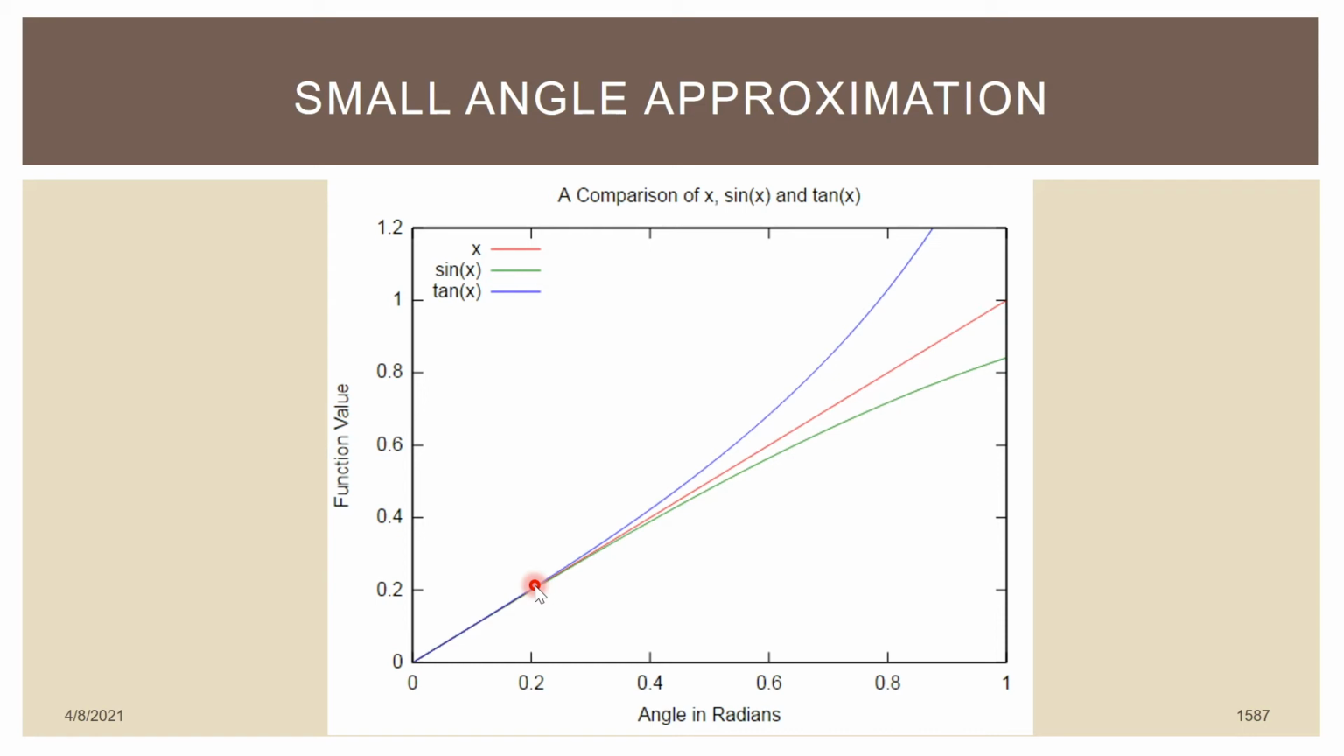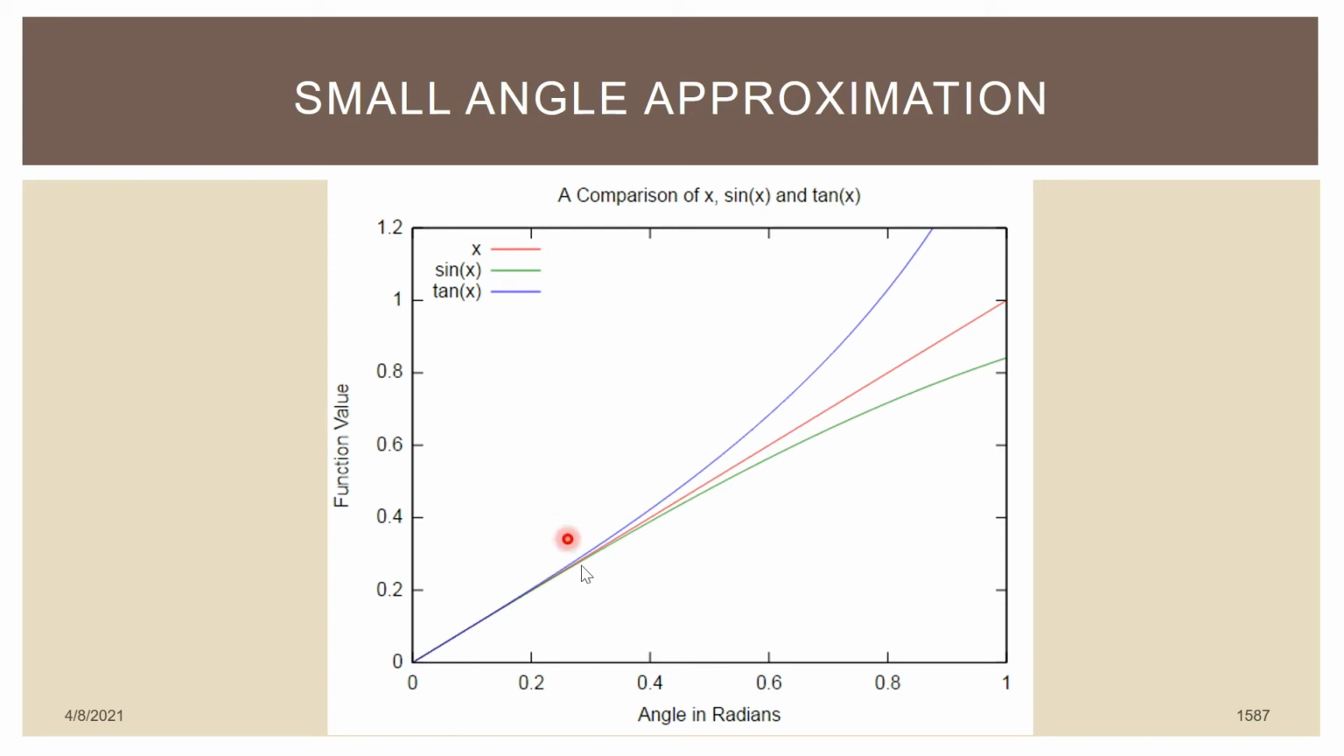Now, 0.2 radians is about 11.5 degrees. Notice, even at 0.4 radians, these lines are very, very close to overlapping. They're barely different from each other. And 0.4 radians is about 23 degrees. And so, for safety, we're going to say any angle that's below 15 degrees, this small angle approximation is going to work really, really well, and that's what we're going to keep it to.